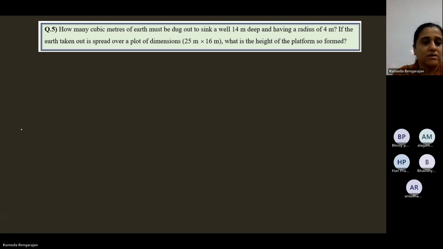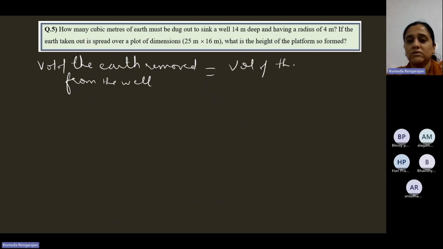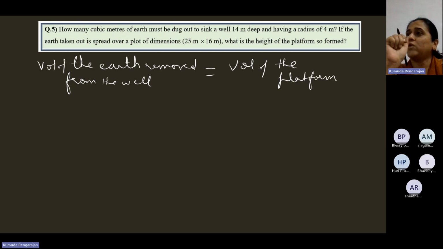See here. From this, what we understand is that the volume of the earth removed from the well is equal to the volume of the platform. Is this correct? Now, how will the platform be? The platform is cuboidal, right? It has length, breadth, and now it has height. So it will be cuboidal.